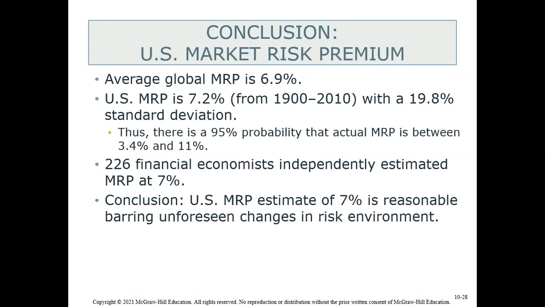So of the 226 financial economists, independently estimated MRP at 7%. Okay, so we're all within range. So the US MRP estimate of 7% is reasonable, barring unforeseen changes in risk environment. So you can use that and say, okay, I can take my average risk premium, 7%, plus the risk-free rate, and that's what I should be expecting, or that should be what I want as a return. Now, if you want to take on more risk or less risk, you're going to change your return accordingly.